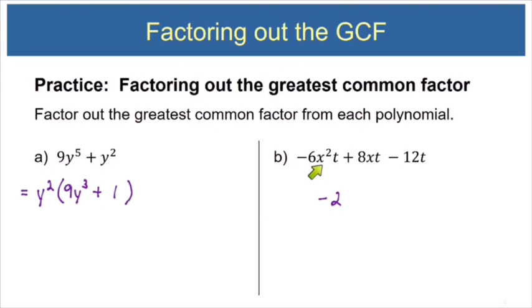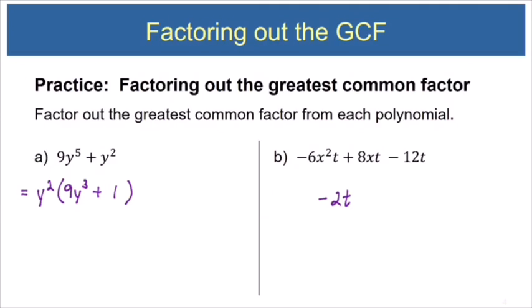Now we need to ask ourselves, is x common to all 3 terms? Here I have x squared, here I have x, but this third term does not contain an x, so x will not be part of our GCF. And now what about t? I have t here, and here, and here. So t is a common factor, so I am going to have a t in my GCF.